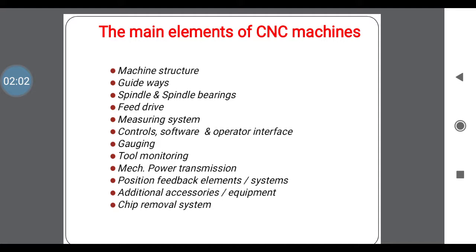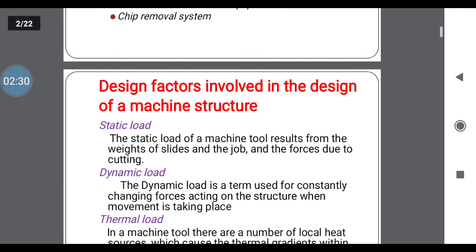Next one, position feedback elements or systems. These are feedback devices. From this feedback device, we know the output status for the given input value, or we control the output as per the requirement. Next one, additional accessories. These are additional devices which are used in a CNC to carry out the work. The last one is the chip removal system. That is removing the chips during the process.